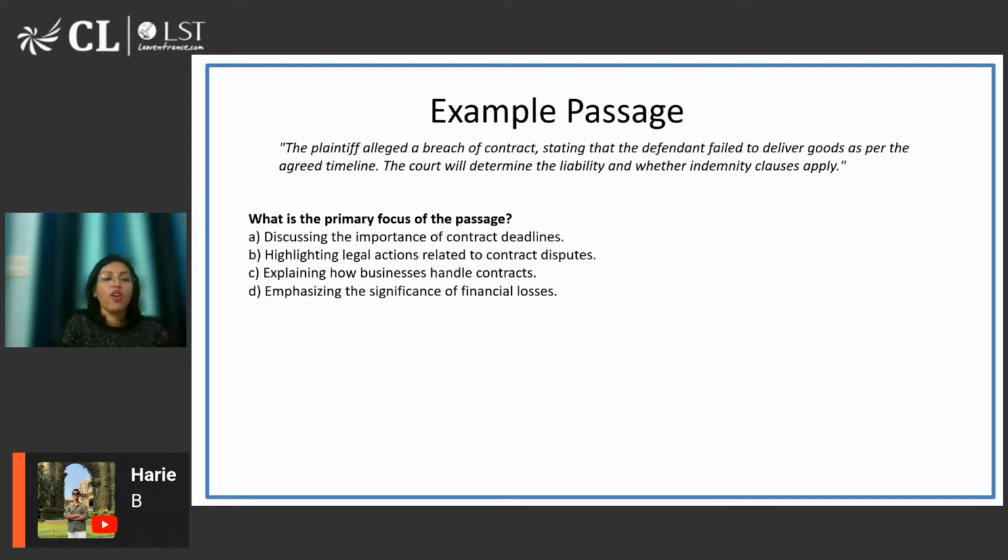All right. The last question of this set: what is the primary focus of the passage? What is it that the passage is trying to say? Let's take a look. Is it discussing the importance of contract deadlines? Is it highlighting legal actions related to contract disputes? Is it explaining how businesses handle contracts? It is emphasizing the significance of financial loss. Okay. I'm waiting for your answers, guys. Come on.